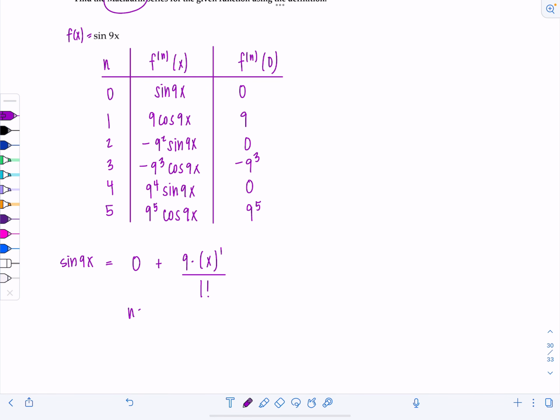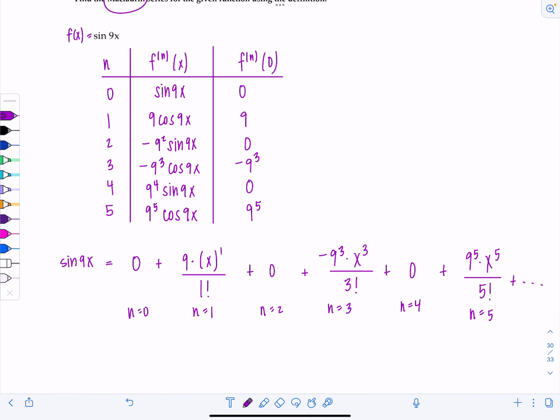So this is n equals 0, this is n equals 1, n equals 2 is 0, n equals 3, we have negative 9 cubed times x cubed over 3 factorial. N equals 4 is 0, n equals 5 is 9 to the 5th, x to the 5th over 5 factorial. And then hopefully you can see a pattern by now. If you can't, then just keep going in the table till you do.